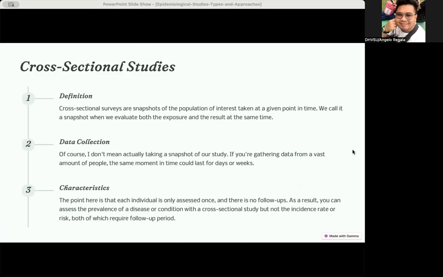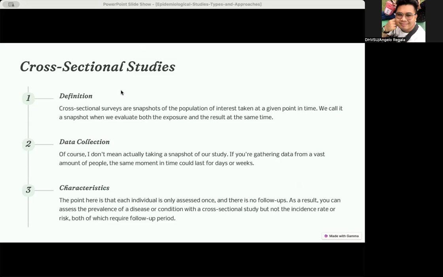Okay, so there are different types under analytical depending on the direction of your inquiry. If your direction is forward based, looking at the future, what will happen, there is a particular study. But if you're looking at the origin of the case, where it came from, what its nature is, there is another particular one. Okay, so let's have the first one. The first one is cross-sectional studies.